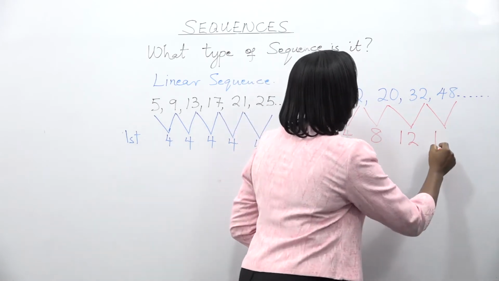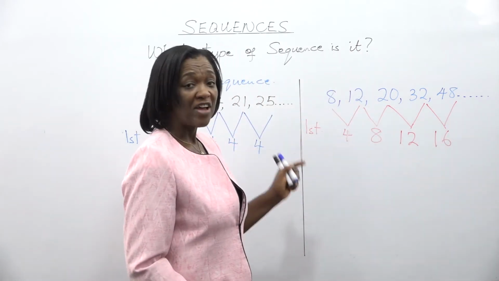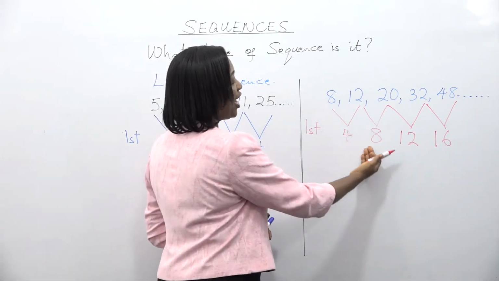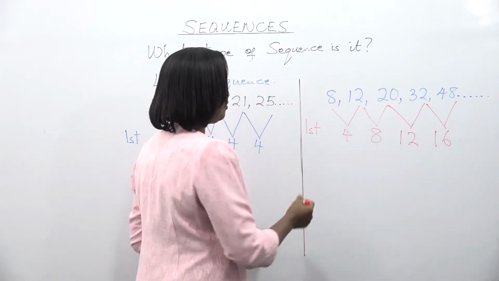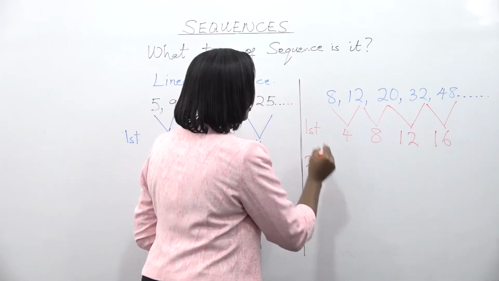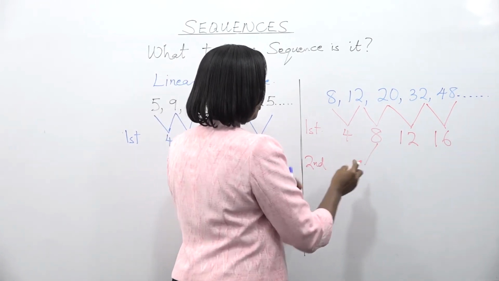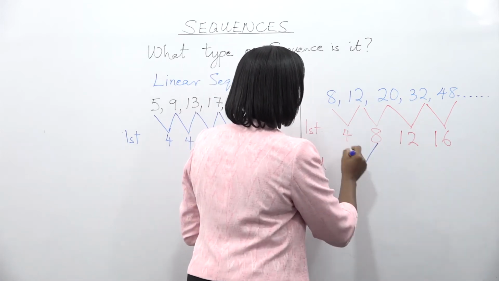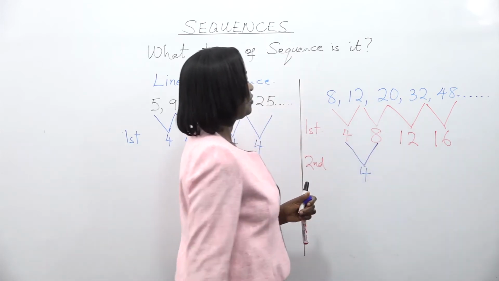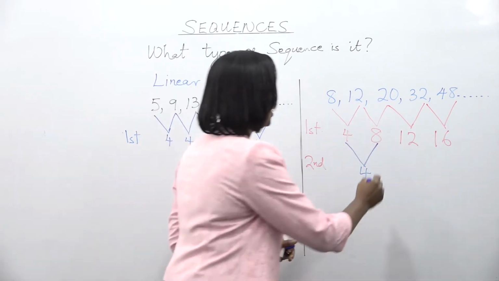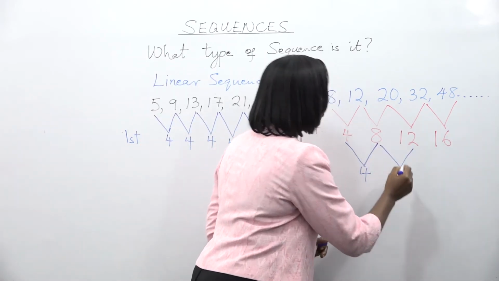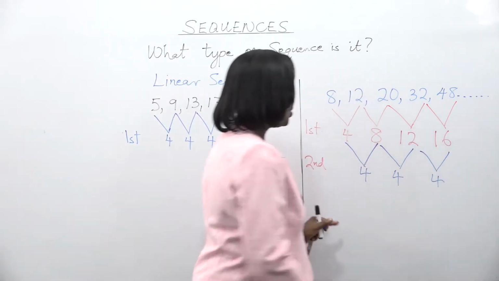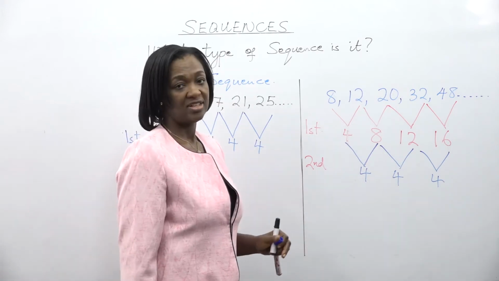is 16. So as we can see, the first difference is not constant. It's increasing by 4 each time. This is 4, 8, 12, 16. So we'll find the second difference. 8 take away 4 is 4. 12 take away 8 is 4. 16 take away 12 is 4. So the second difference is a constant.